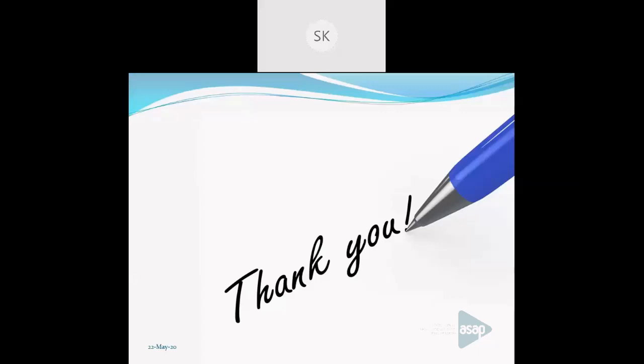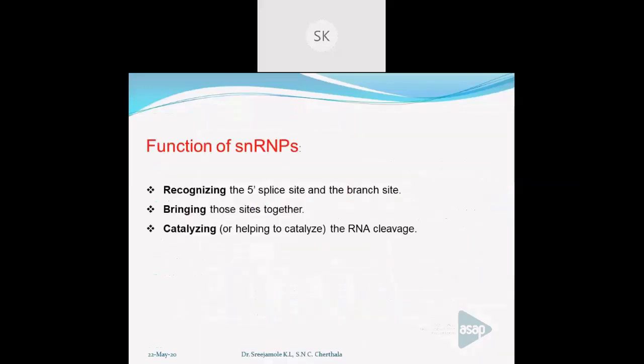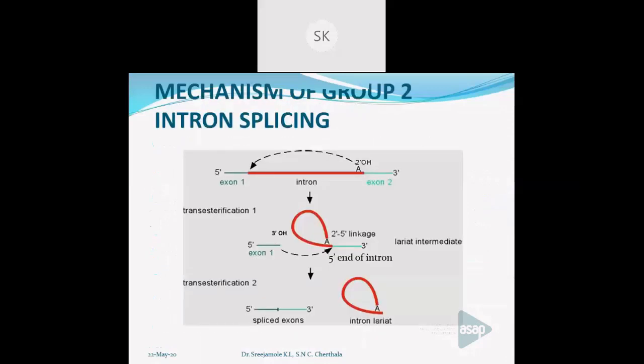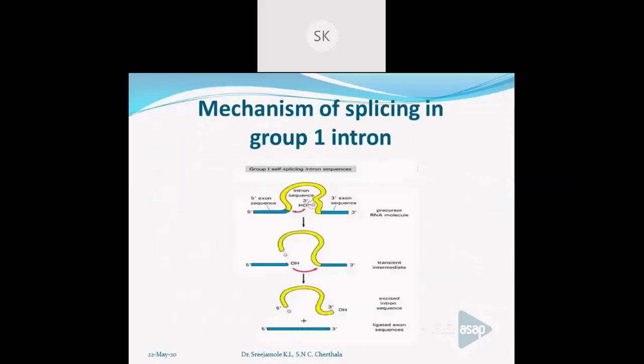Okay, ma'am. Then another question is, can you explain the self-splicing property of introns? Self-splicing, we have already mentioned in earlier slides. There are group 1 and group 2 introns. Do I need to explain these? Ma'am, the question is, can you explain the self-splicing property.